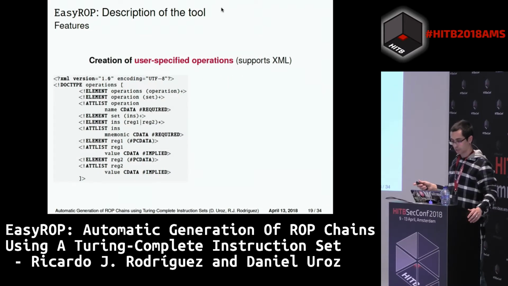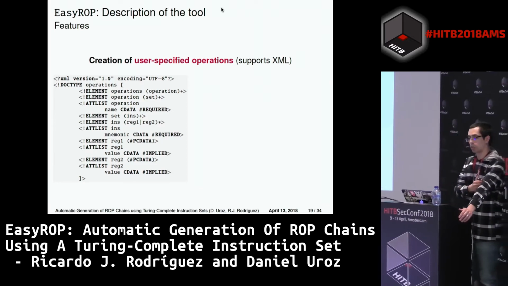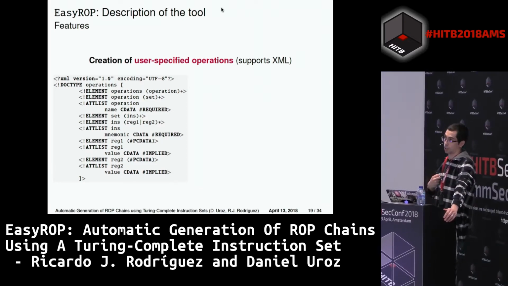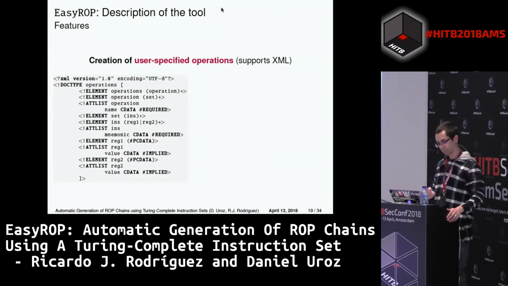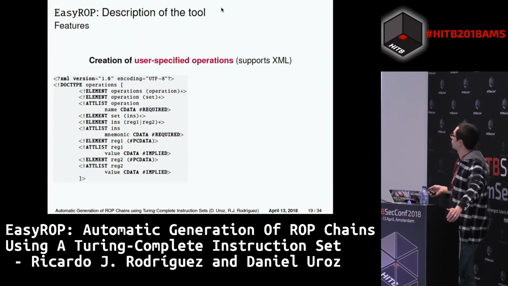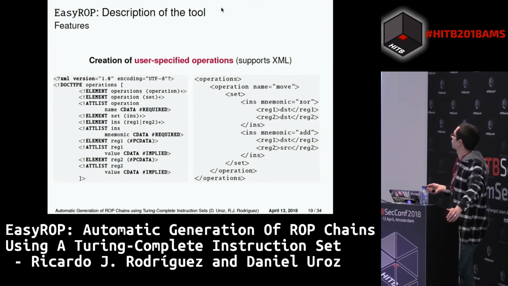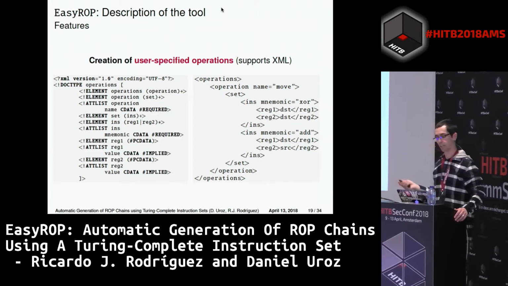Besides doing this, as I was telling you, the tool also allows the user to define his own operations. We have used XML, so we have a DTD file in which we define how every operation has to be. Here is defined, for instance, how we can make a move operation. We can do a move operation by clearing a register, and once we have cleared the register, we can add to that register another register. That means it's equivalent to a move operation.